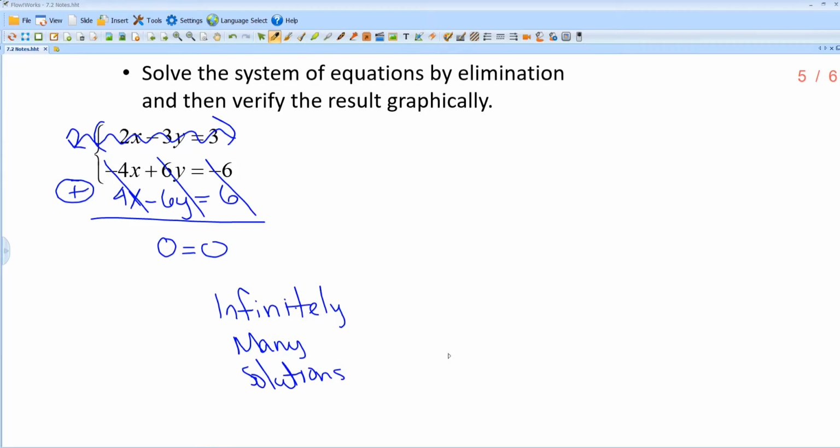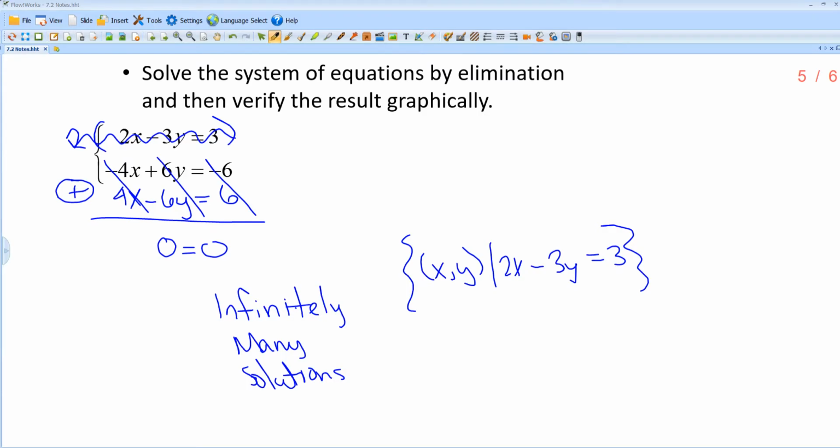More specifically, we can say that your solutions are all of the coordinates (x, y) such that 2x minus 3y is equal to 3. Here we're saying that our solutions are specifically all the combinations of x and y that would work for this equation. I could have picked the second equation. Notice this is just the first one.